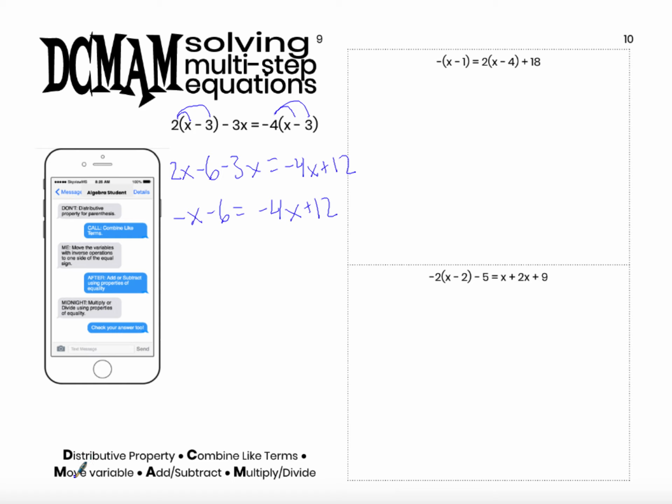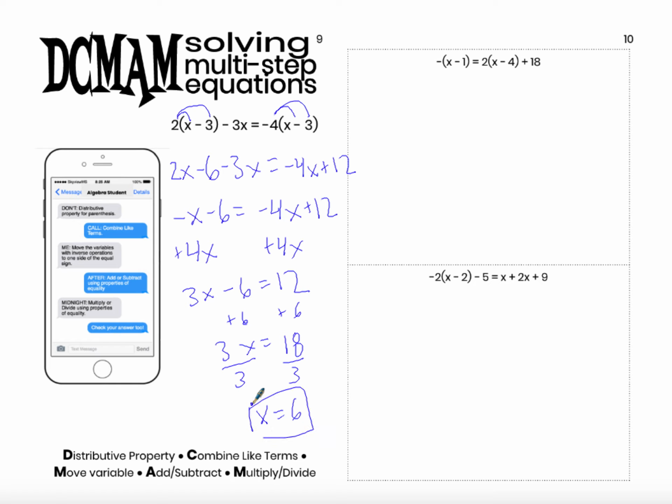Don't call me. The M reminds me to move my smallest variable so that I only have a variable term on one side of the equal sign. Moving the smaller one helps me get rid of negative coefficients. And then I'm left with a two-step equation. I add or subtract after. And then midnight. I multiply or divide, in this case, dividing.